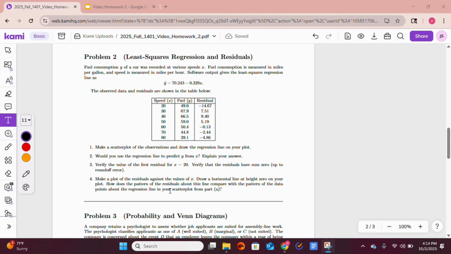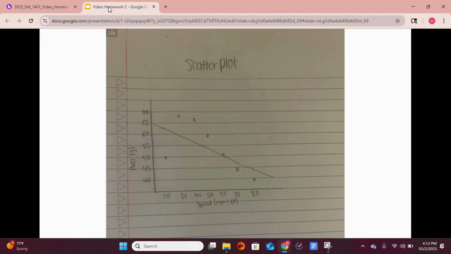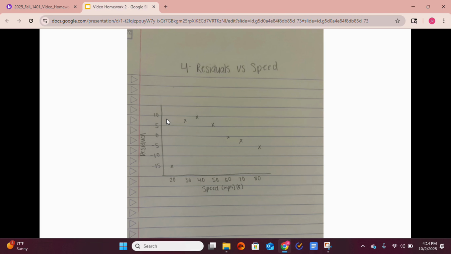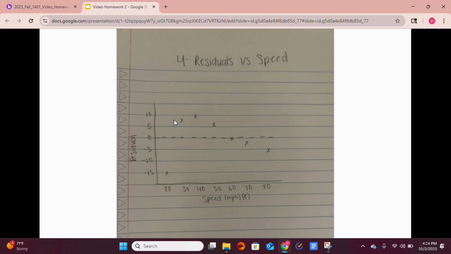How does the pattern of the residuals about this line compare with the pattern of the data points from the regression line in your scatter plot from part A? So to do this, we start off by making the x and y lines, with x being speed and y being the residual this time. We plot the points using the x values and the residual values from the table. Then we can make a horizontal line at 0.